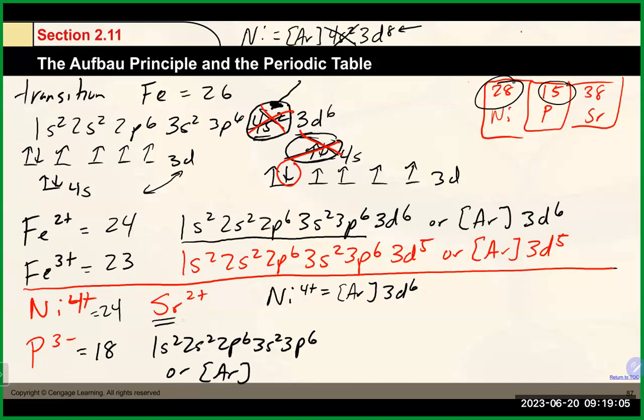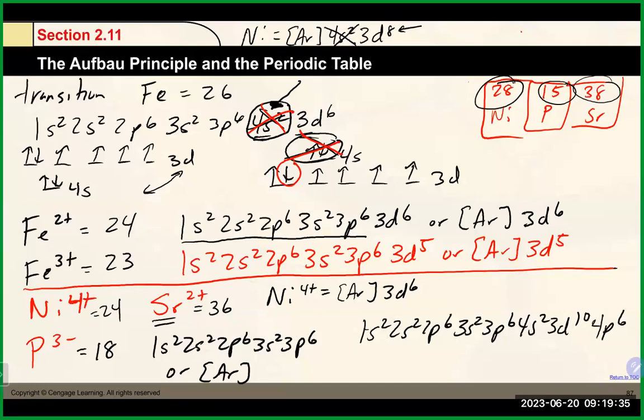Our strontium here has 38, and with a +2 charge means that it lost 2 electrons, which means it should end up with 36 electrons. That would be 1s2, 2s2, 2p6, 3s2, 3p6, 4s2, 3d10. I really should count. I lost track there, but that's 10, 20, 30. So I've got a few more to go there, 4p6, I think, in that case. And that is the same as krypton's configuration, I think.